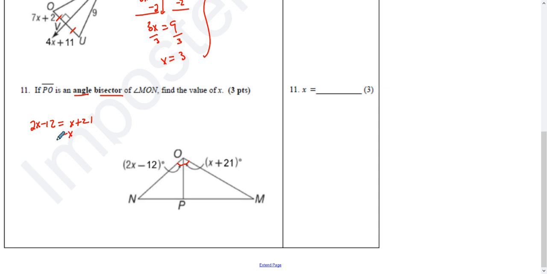So I'm going to subtract x from both sides. 2x minus 1x is x minus 12 equals, and then I have 21. I'm going to add 12 to both sides. We get x, that's gone, equals 21 plus 12 is 33. So for this question, 33. And that ends that page of the test.